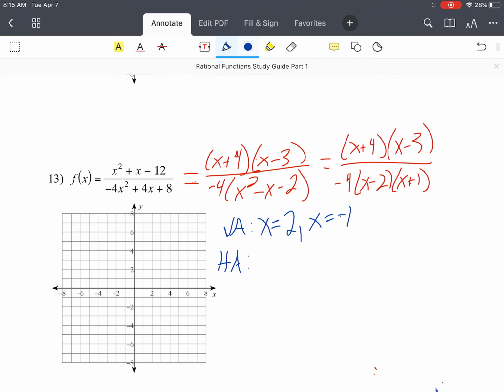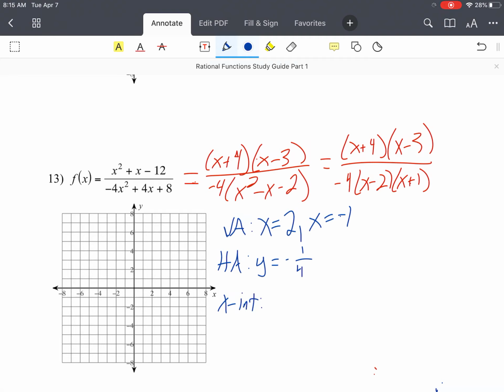Horizontal asymptote. All right, that's where we have to look at those rules. Okay, so if we look, it looks like the degree on top and bottom are the same. They're both x squared. So we need to take the ratio of their leading coefficients. So that is negative 1/4. Whoa, that's bad. Let's try that again.